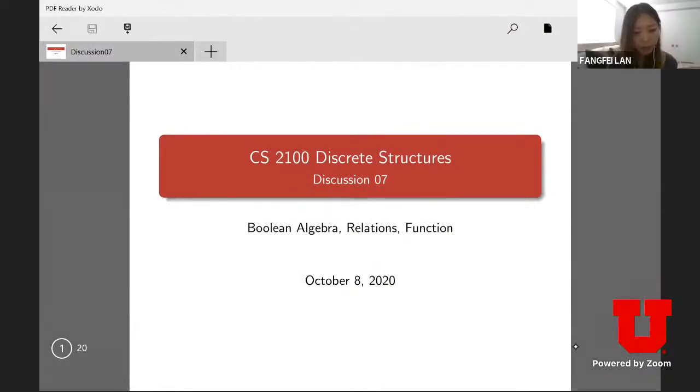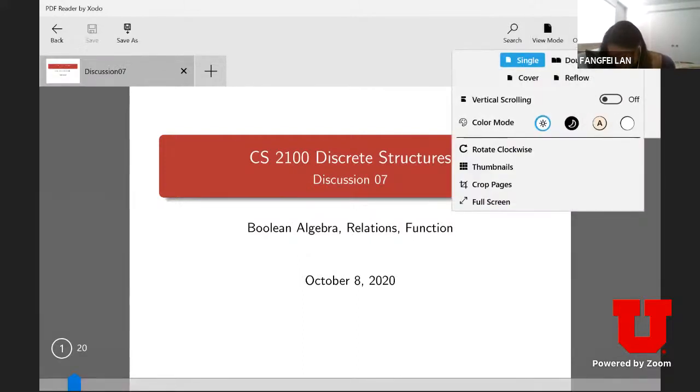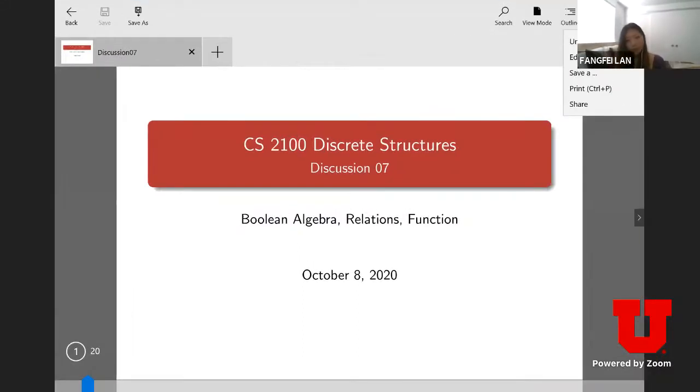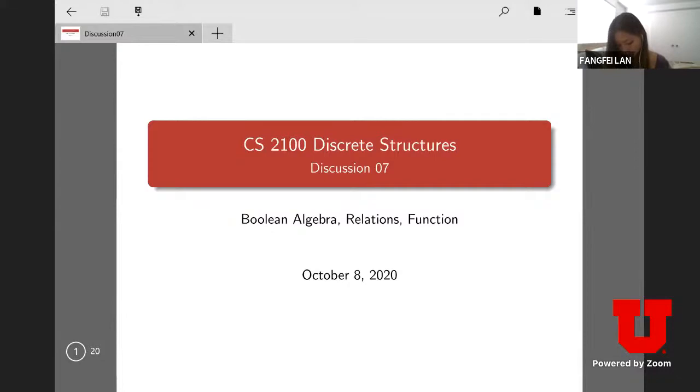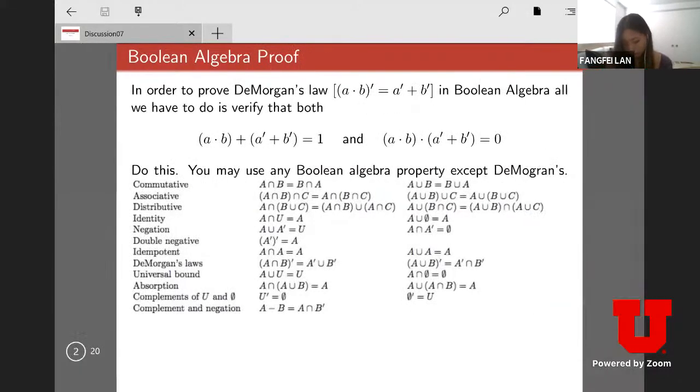Okay, so let's do some math. We don't have a lot of people today, I feel like. Okay. So today we're going to talk about Boolean algebra, relations, functions, all the fun stuff. Okay. So the first one. My computer is doing weird things.